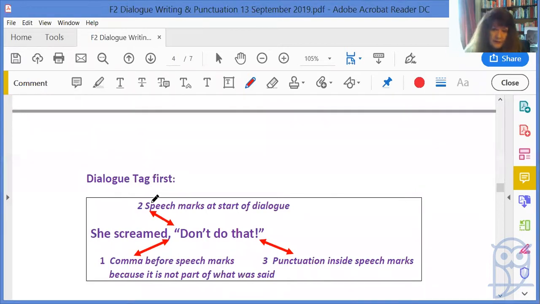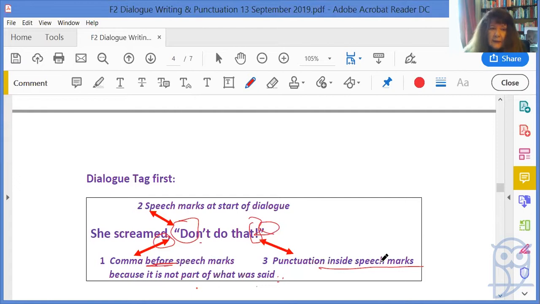Okay. Right. Sometimes you put the dialogue tag first. And most people do this. They just said, he said, blah, blah, blah. Okay. She screamed, comma. The comma comes before the speech marks because it's not part of what was said. It's not part of the dialogue. Okay, she screamed, comma. "Don't do that." Open inverted commas, capital letter, punctuation inside speech marks.